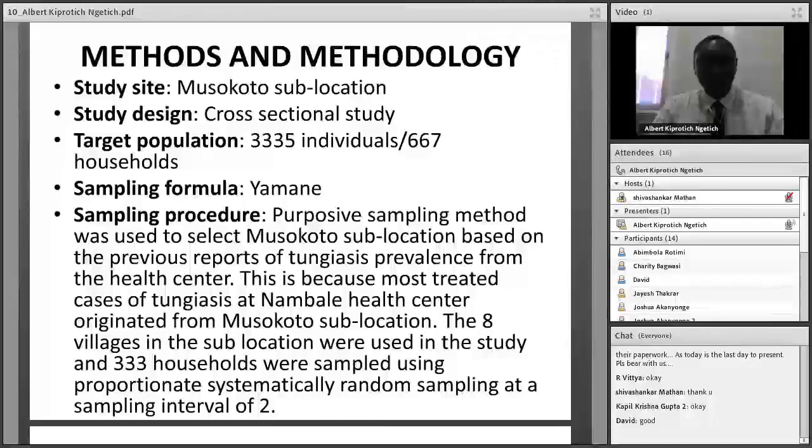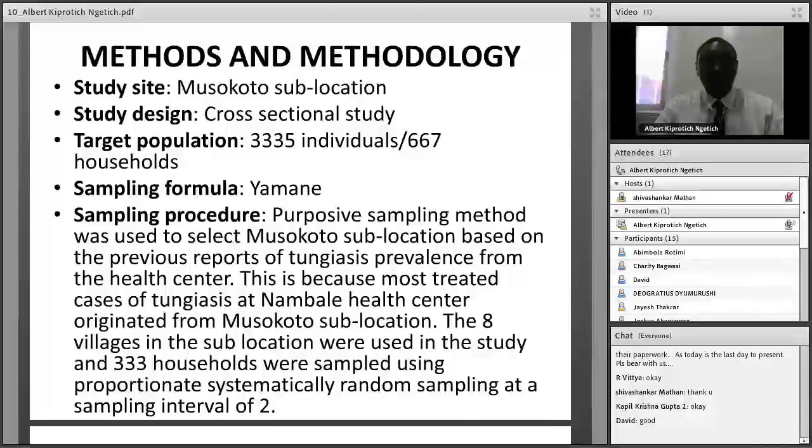The 8 villages in the sub-location were used in the study, and 333 households were sampled using proportionate systematic random sampling at an interval of 2. And we're going to be using a questionnaire because this is a quantitative study. And data collection meetings were held with the community leaders, and selection and recruitment of a nurse and 8 community health workers was done to aid in collecting the data.